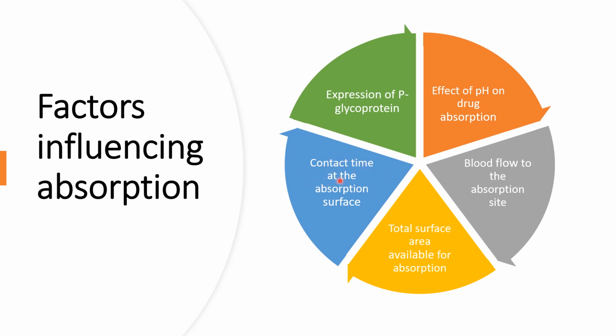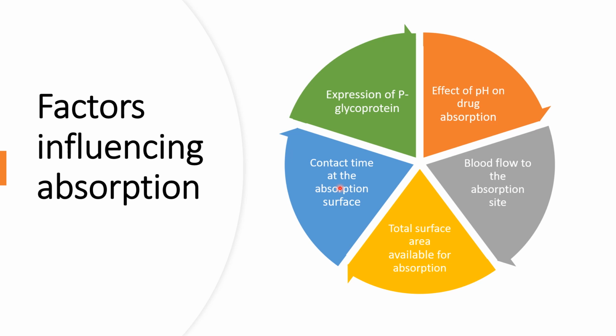The next factor is contact time at the absorption site. When there is increased contact time available for a drug at the absorption site, then the absorption of the drug is more readily at its site. Basically, when a drug comes in contact for more time at the site, it is more absorbed. If this contact time is reduced through the GI tract, as in the case of diarrhea, the drug passes more quickly through the GI tract, and then the drug is less absorbed.